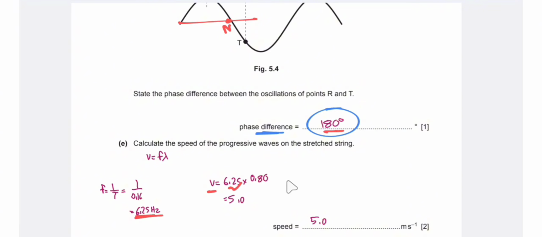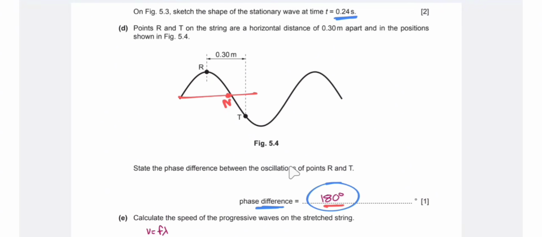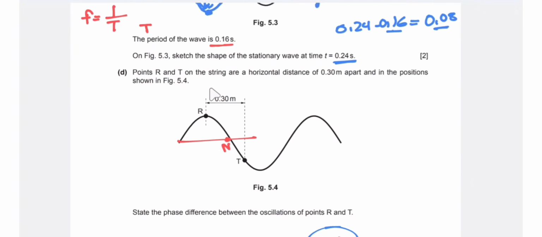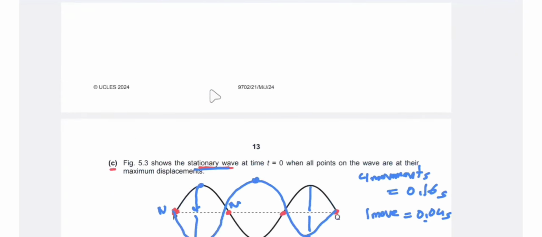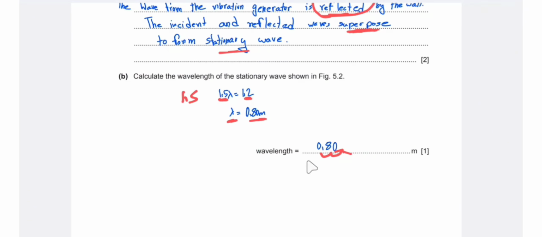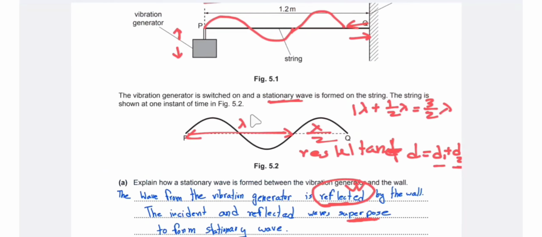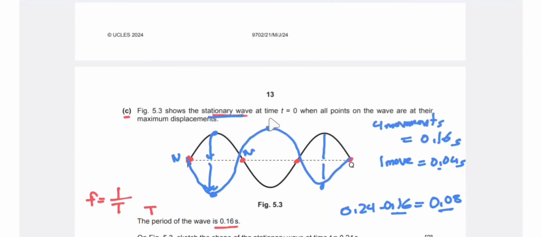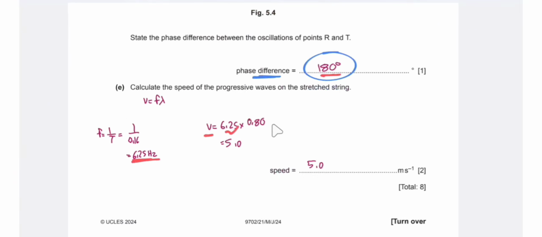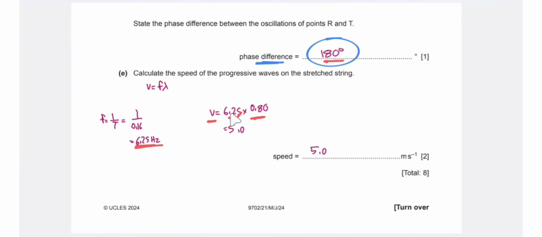So we know the value of frequency. Now what is the value of wavelength? We know the wavelength for the wave is 0.80 meter. After substituting the values, we get a speed of 5.0 meter per second, to two significant figures.